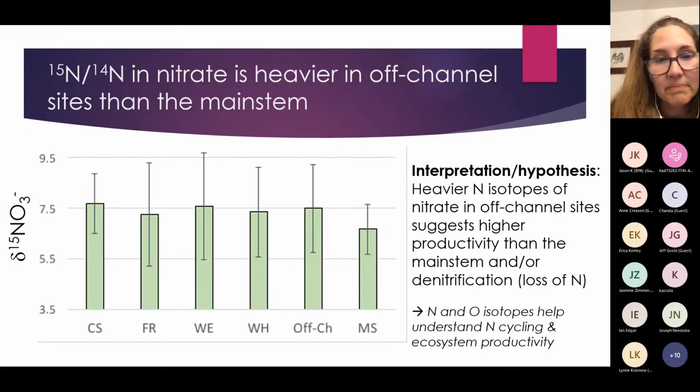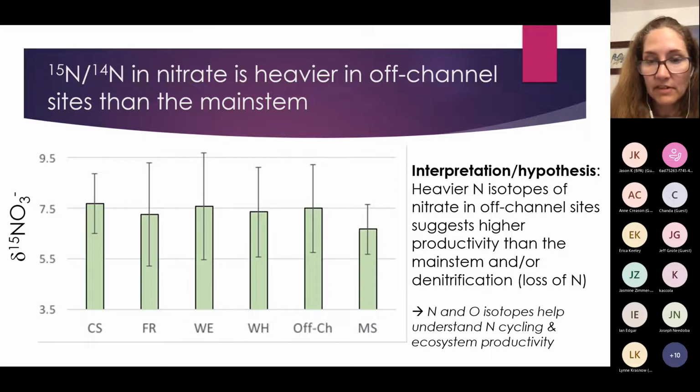And so when you look at the off-channel sites from Campbell Slough, Franz, Welch, Whites, and then the average of all of those together, I've left Ohakco out because it's a little different being more marine, and compare that to the mainstem, the nitrate signature is heavier. And what we can interpret that to be is potentially an indicator that more nitrate is assimilated into particulate organic matter at those sites.